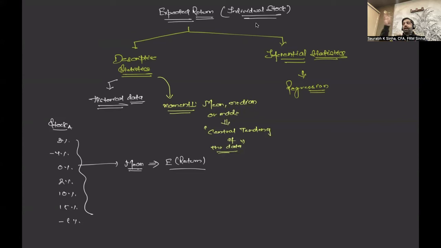Where does my data lie on an average? What is the center of the data? So assume this is your data and you want to know the center of the data. That is your moment one. And you find the center of the data with the help of mean or median or mode.